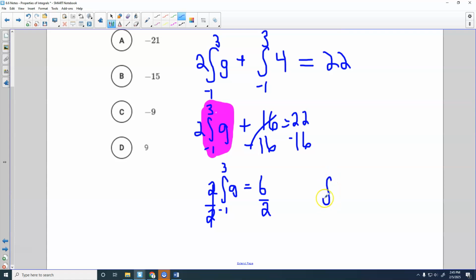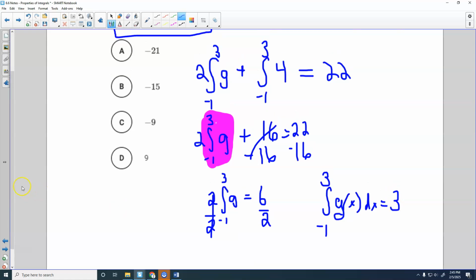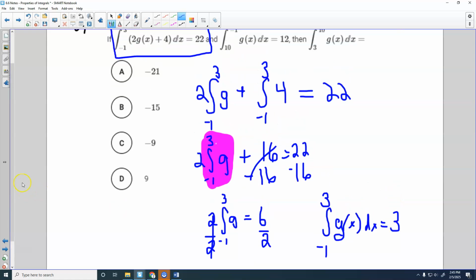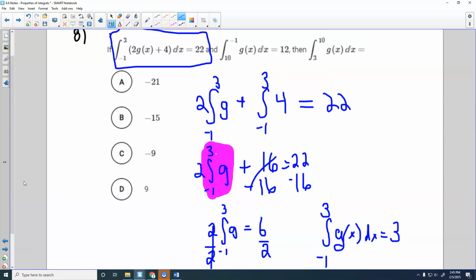And so my integral from negative 1 to 3 of g of x dx would be 3. You'll notice that is not an answer choice because that's not what they were asking us for. They asked us about 3 to 10. So what would we do here?